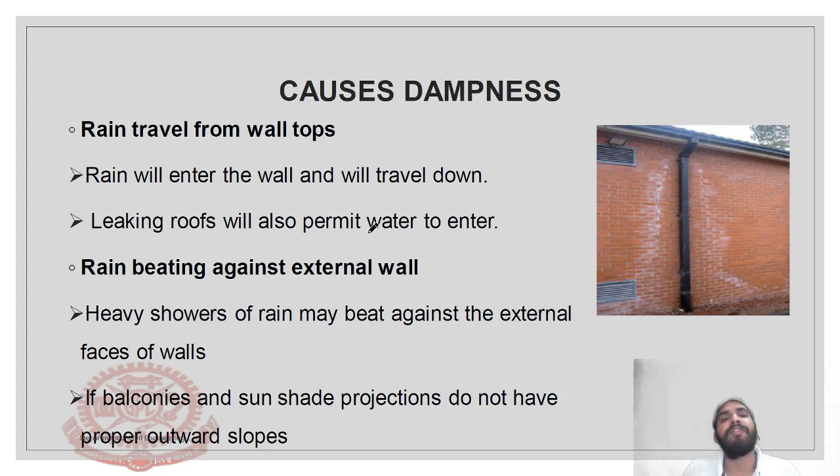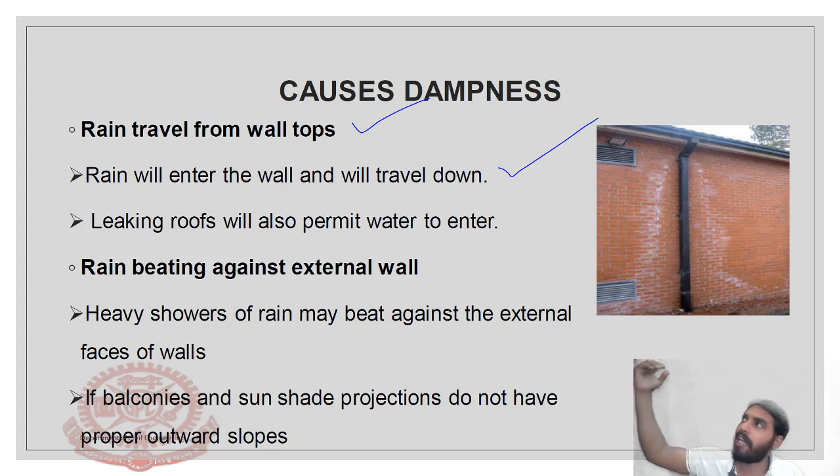Then rainwater from wall top. From the wall top also the dampness can happen. Not only to the foundation but also to the wall top, dampness may happen. This is due to the rainwater that may enter the wall and travel down. Okay, there is a chance of the rainwater infiltrating in a lateral way or in a downward way. That is, through the wall it may travel down. That also may cause discomfort to the person who is living inside, right?